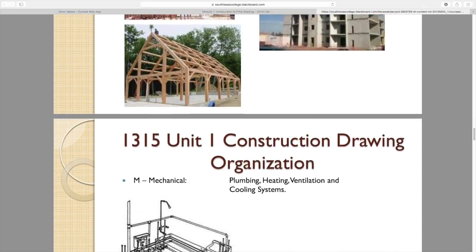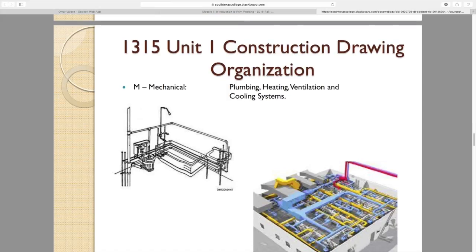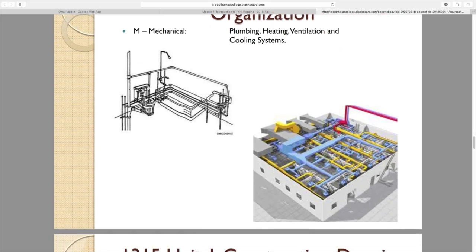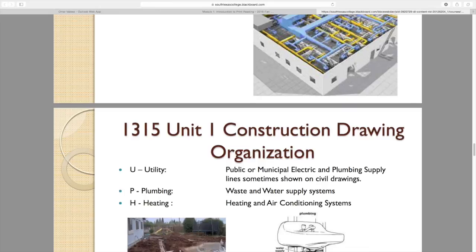Then we have mechanical drawings. These pertain to your plumbing, your air conditioning. The mechanical engineer is going to tell you you have to use this by code. For the air conditioning, you need so many units so you can cool down your building. All of this information you're going to find in the mechanical drawings, and that has an M. So anything with an M is for mechanical drawings, plumbing, and your air conditioning. They tell the contractor exactly what to put.